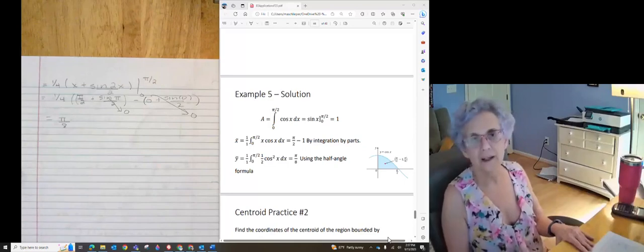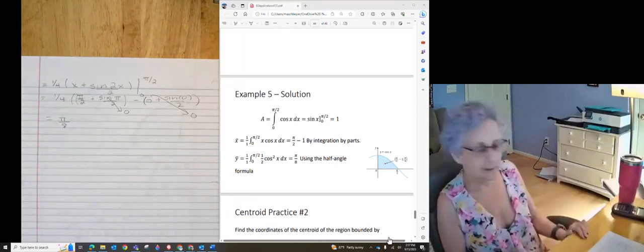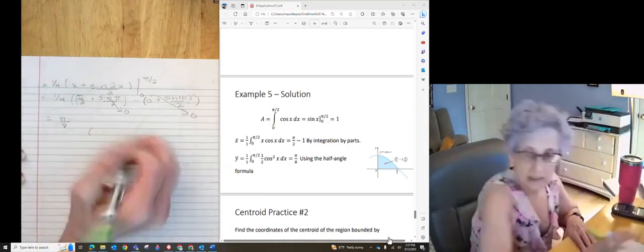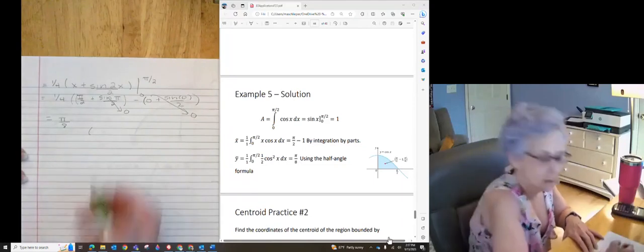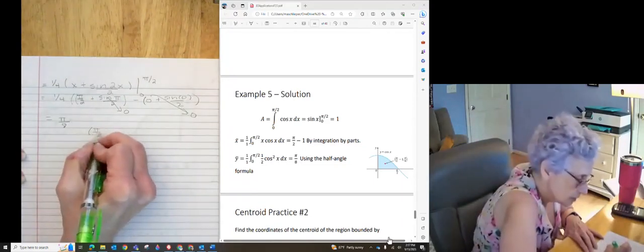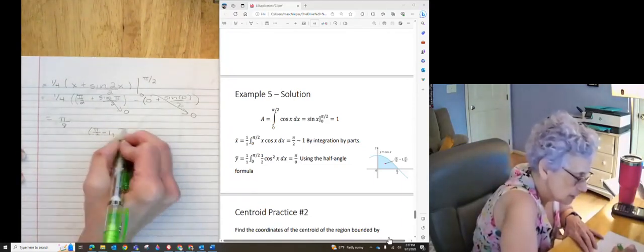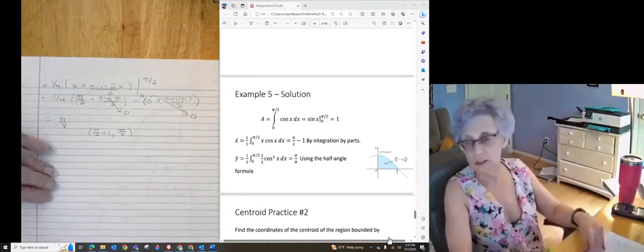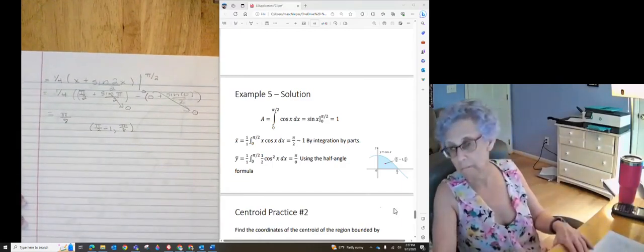And since I'm running out of room, I'm going to go ahead and finish it and turn my paper over. Okay, I had a whole lot of 0 going on in there, but I ended up with pi over 8. So the exact value is pi halves minus 1. Pi over 8 is my center of gravity.